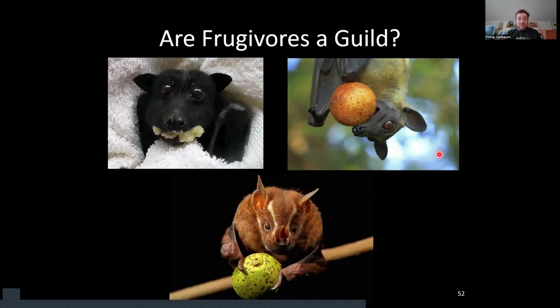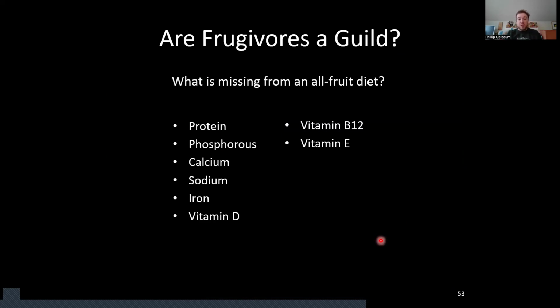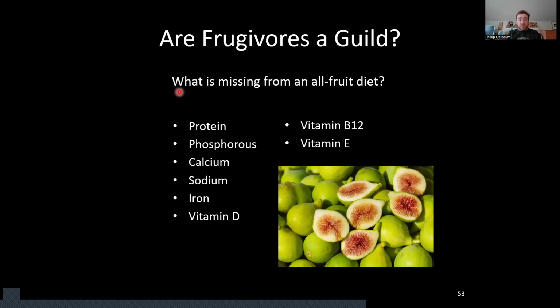Are frugivores a guild? Fruit bats typically are well described. It typically says fruit bat in their common name. We have everything from these very large pteropods to phyllostomids in the neotropics, and they are out most of the night, usually eating fruit. But when you just eat fruit, there's often a lot of things missing from an all fruit diet. There are a lot of different essential nutrients that are lacking in many different fruits.